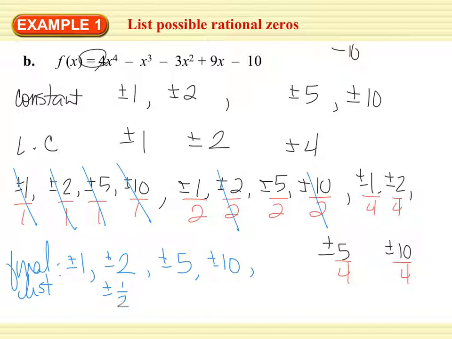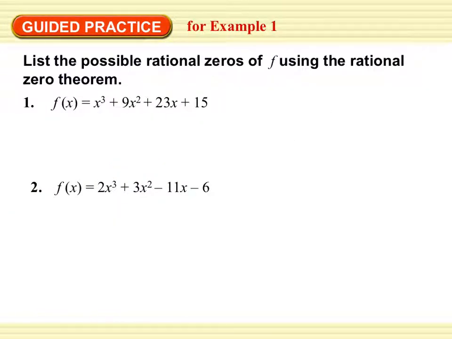Plus or minus 1/2, 1/2 there. Plus or minus 5/2 there and there. Plus or minus 1/4 and plus or minus 5/4. So that right there is my final answer, the simplified list of possible zeros. I have 1, 2, 3, 4, 5, 6, 7, 8 times 2, 16 possible zeros because it's positive and negative, right? Cool. Good job. We're going to practice it just 2 more times.